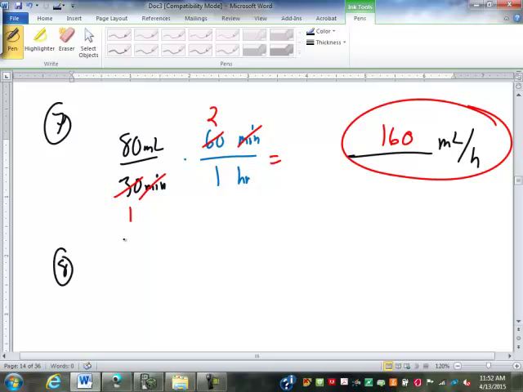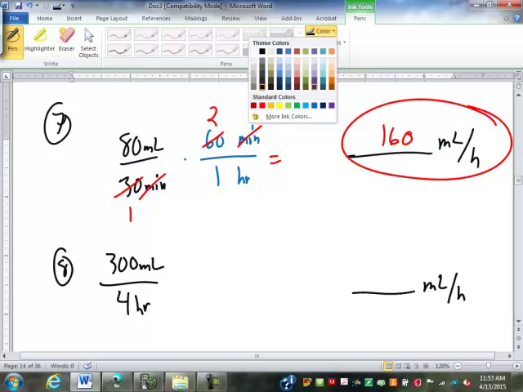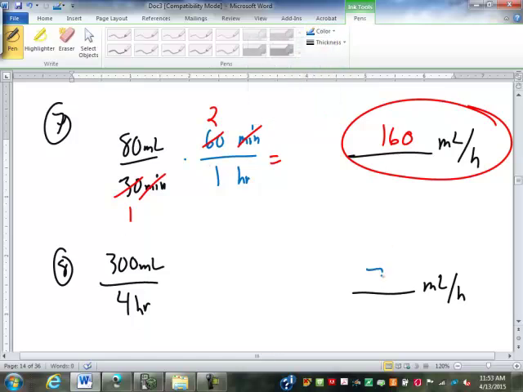Problem number 8. Find the IV flow rate for 300 milliliters infused over 4 hours. So here it's 300 milliliters over 4 hours. And once again, we're looking at milliliters per hour. We are just dividing this out. 300 divided by 4 is 75 milliliters per hour.